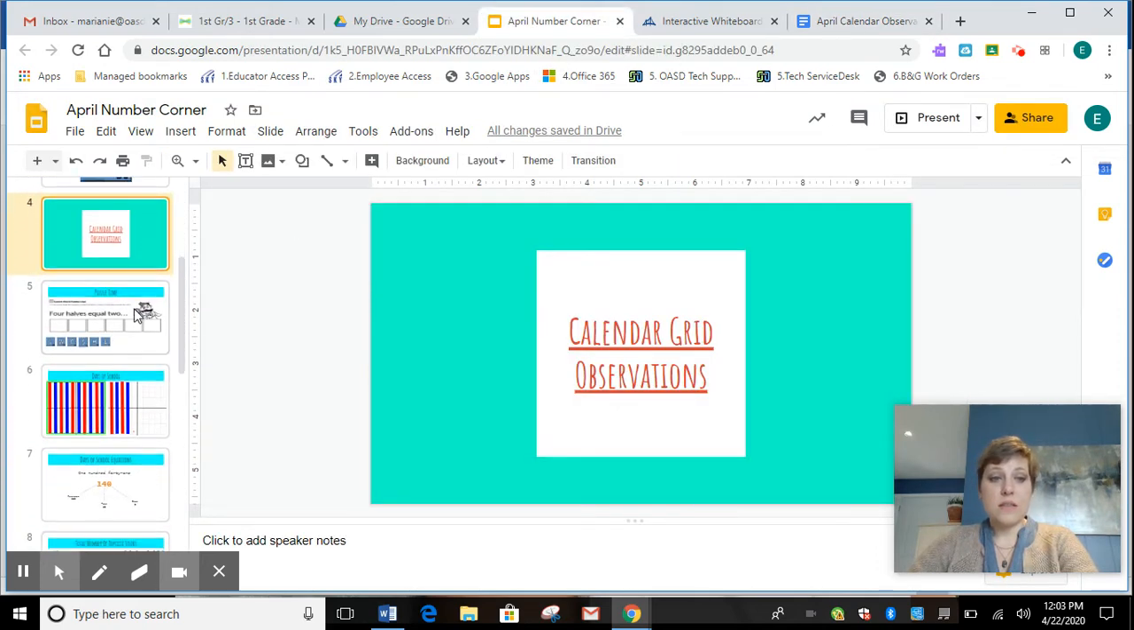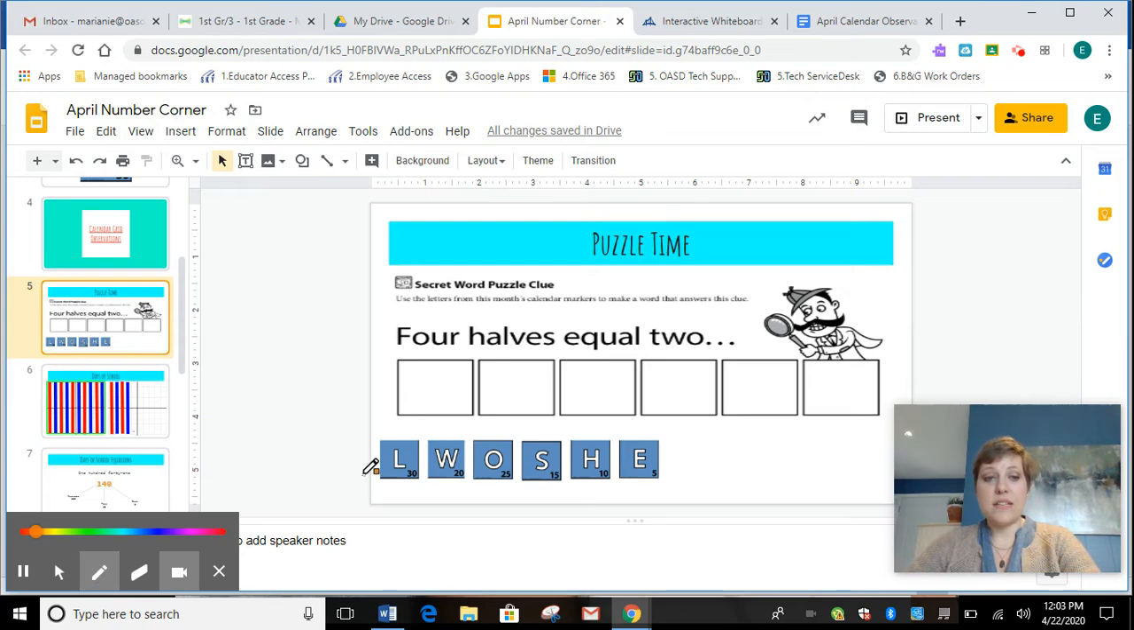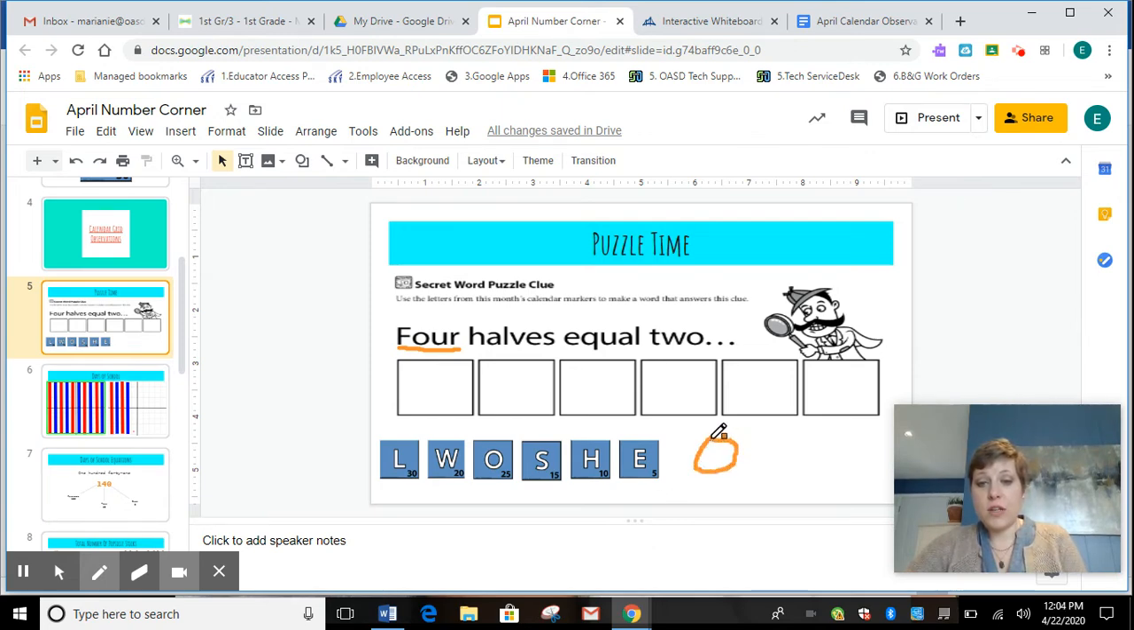We have a puzzle to solve. Now, we have a clue given to us. It says 4 halves equal 2 what? I'm going to start out by thinking about 4 halves. Well, I know a half is when I divide something into 2 equal pieces. So for ease, I'm going to draw a circle. And I know it's getting split in half.